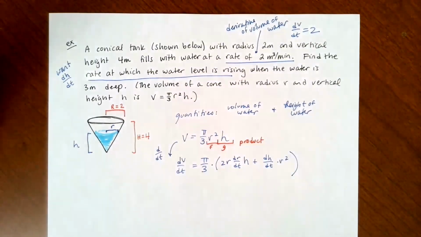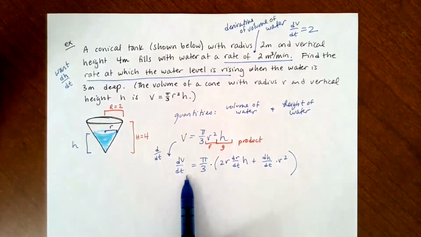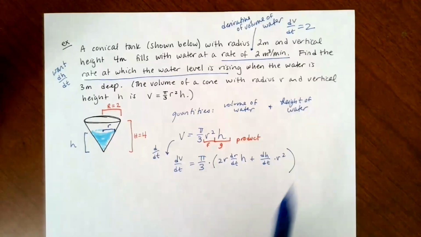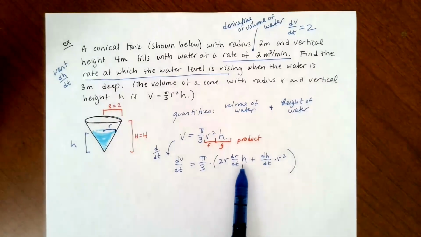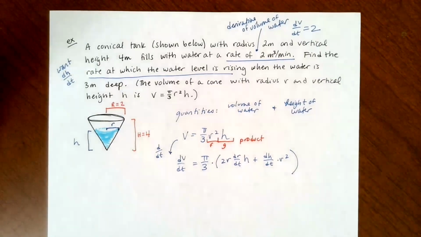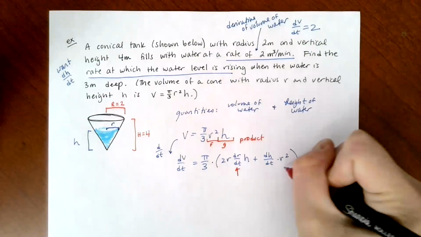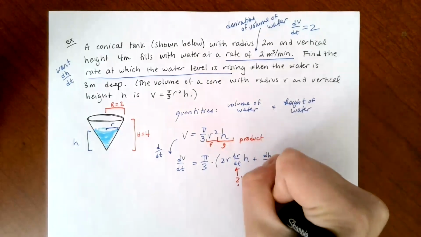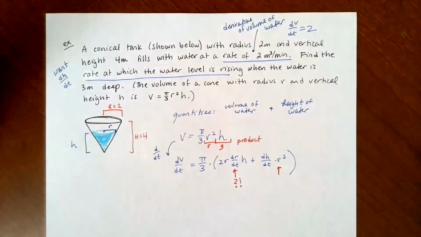Okay, so we can fill in for some of these things, right? They're telling us the rate of change of volume. We know that this is 2. And we know that the water is going to be 3 meters deep, so little h should be 3. But the really big problems here are this, and especially the dr/dt business.